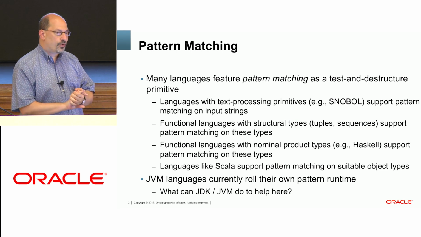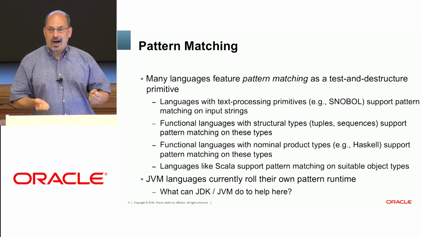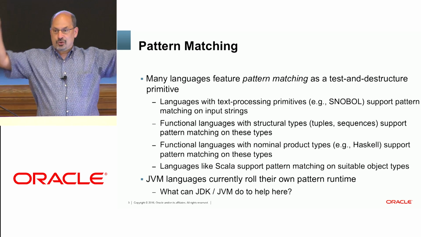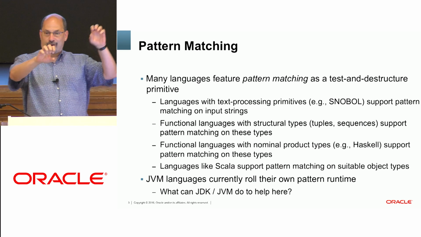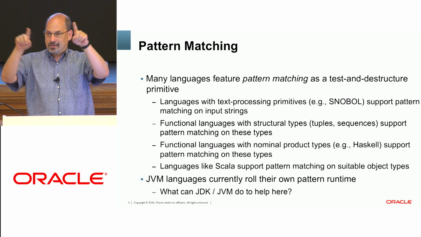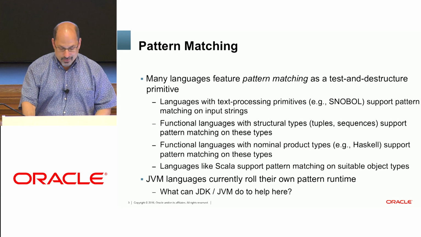So if you're a functional language that has structural types like tuples and sequences, you will say things like, does this match a tuple of A and B? And if it's a tuple, it binds A to the first part and B to the second part. Or does this match a sequence of A, B, C? And if so, it'll bind A, B, and C to the first, second, and third elements of the sequence.